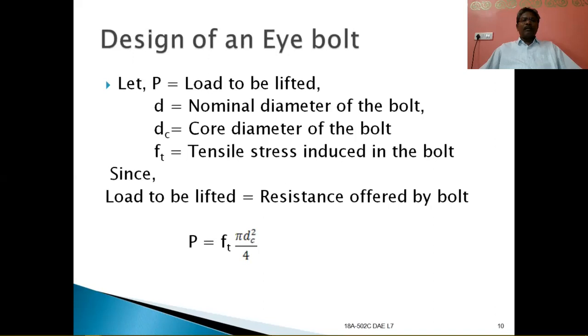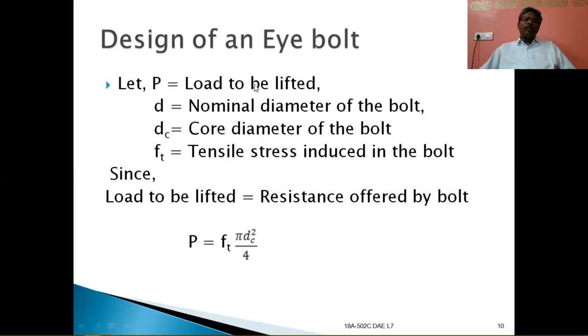Now, how to design an eye bolt? Because the main function of an eye bolt is to lift loads, it will be subjected to tensile force along the axis of the threaded portion. It will be subjected to tension, so that it may fail at the threaded portion only. So its design must be based on the tensile load.